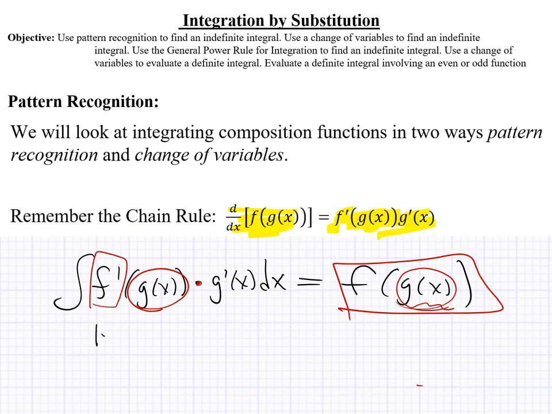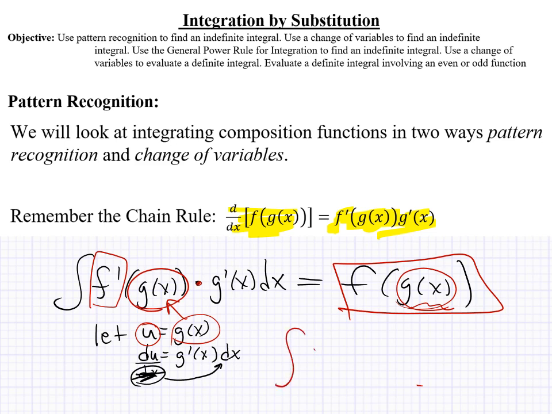If we let u equal g of x, the derivative of u with respect to x is g prime of x. I can also take this dx and move it to the other side of this equation. So now it's no longer down there. What I'm going to do is use this substitution. This g of x here is going to be replaced with a u. So in this integral, I have f prime of u, and then this g prime of x dx is going to be replaced with a du.